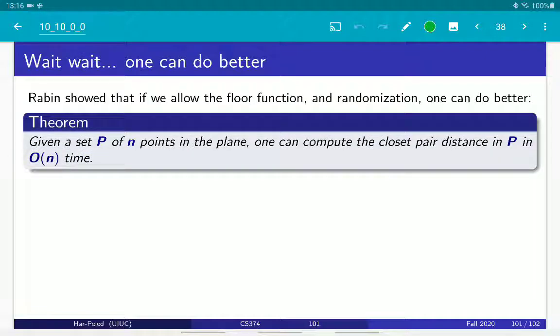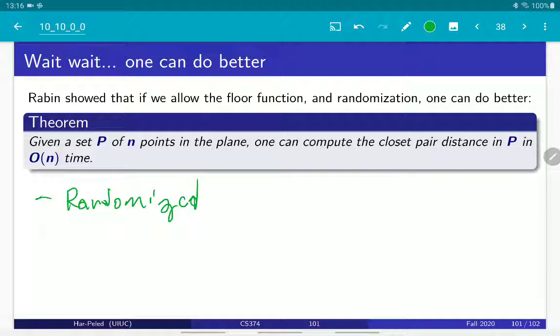Okay, before I finish, let me mention that one can do better. So Michael Rabin, in his famous paper about randomization, showed that, in fact, one can do better. One can solve this problem in linear time. So first you need randomization. So it's a randomized algorithm, which means that the algorithm is allowed to consult with a coin, a random coin, or some source of randomness.